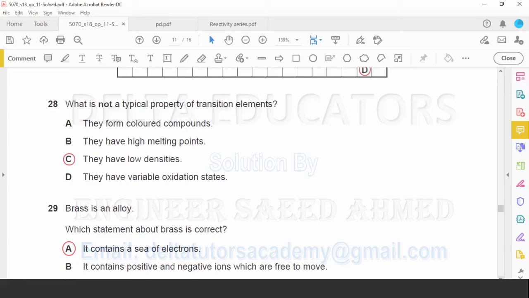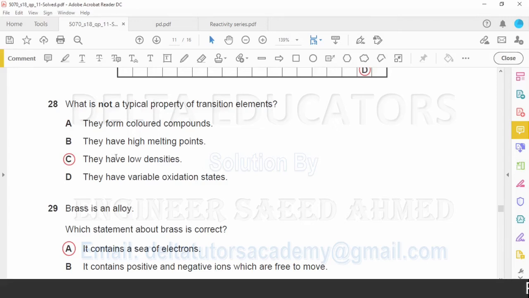Question number 28. What is not a typical property of transition elements? Option A, they form colored compounds. It is a typical property, so it is not the answer. Option B, they have high melting points. Yes, they have high melting points. Option C, they have low densities. No, they have high densities.